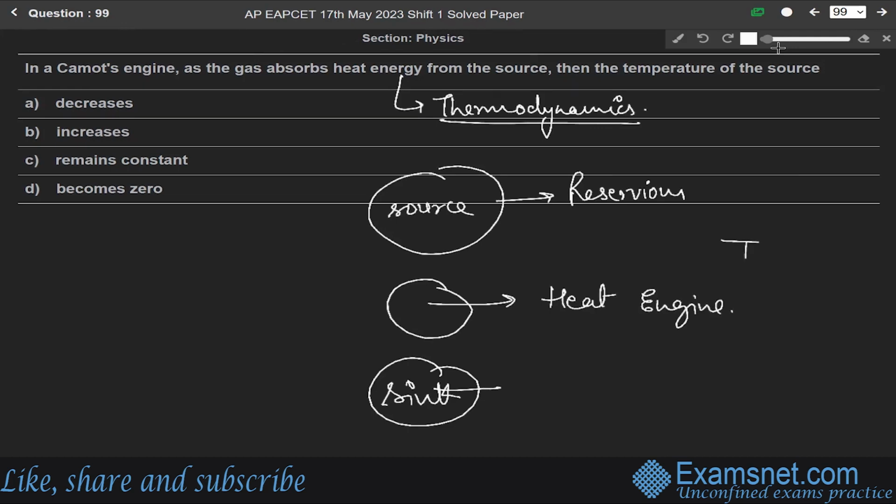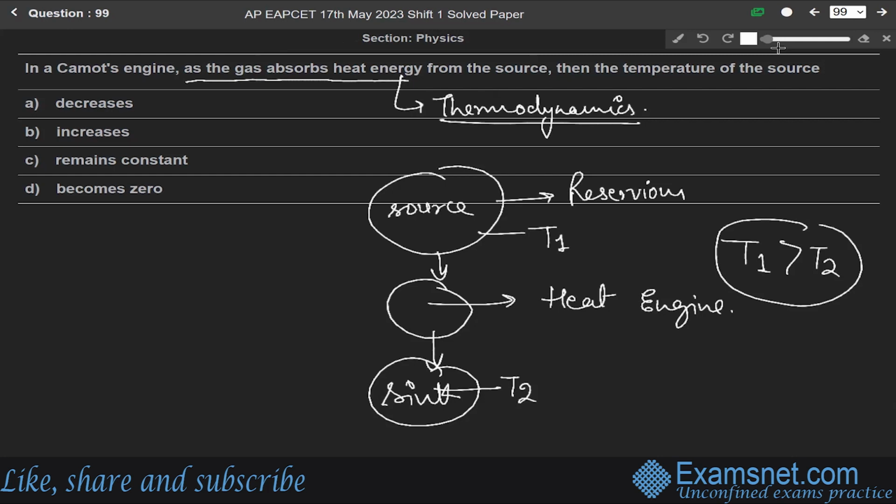And the temperature of the source is always greater than the temperature of the sink. Let us say this is T1, this is T2. So the temperature of the source is always greater than the temperature of a sink, okay? So the question is saying that in a Carnot engine, as the gas absorbs heat energy from the source, meaning this reservoir, then the temperature of the source is.